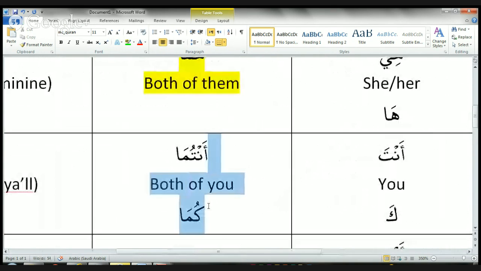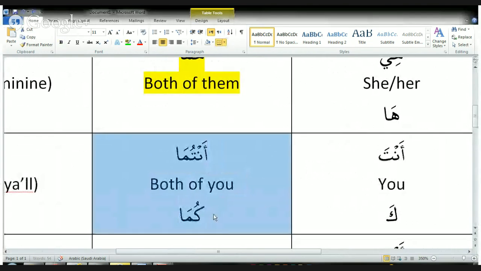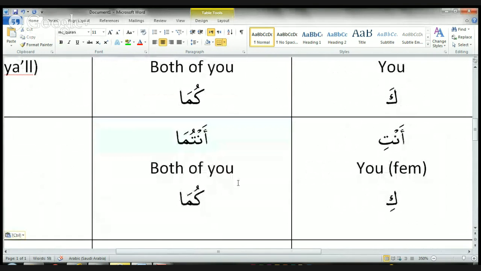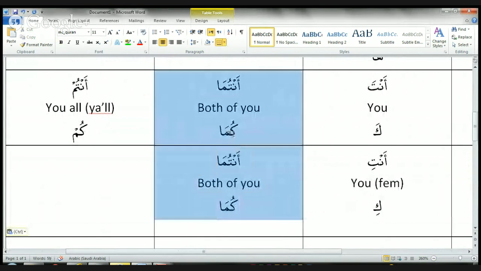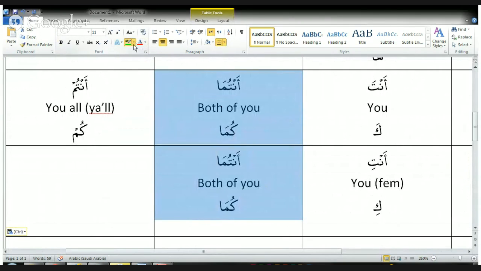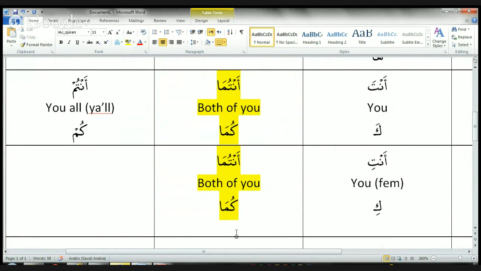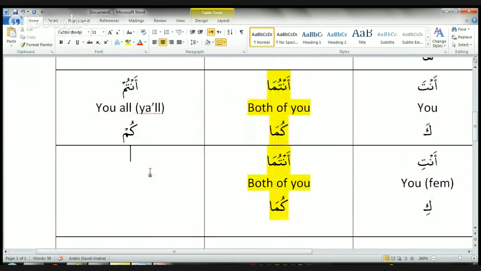And then second person. It's the same exact thing as above. Antuma and antuma above are the same for masculine and feminine. Anti, antuma, and this last one is antunna, which means you all, y'all, feminine. And the attached pronoun is kunna.